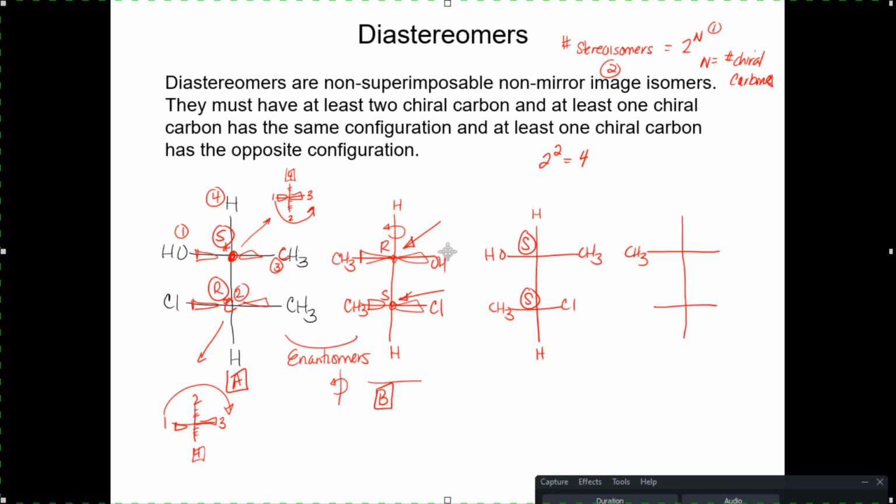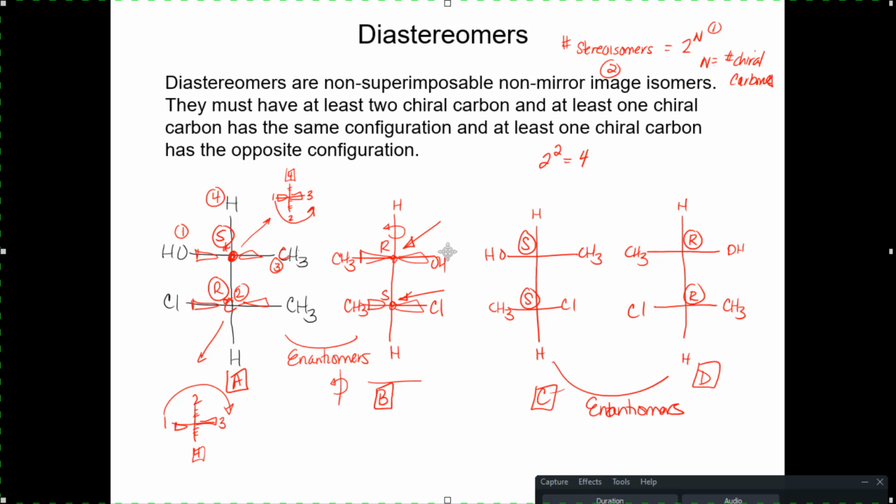So let's draw the mirror image of this molecule. And so what would its configurations be? Well, it would be R and R, because now these two are non-superimposable mirror image isomers. They are enantiomers. So now I have two pairs of enantiomers. And I'll call these, just for the sake of argument, C and D.